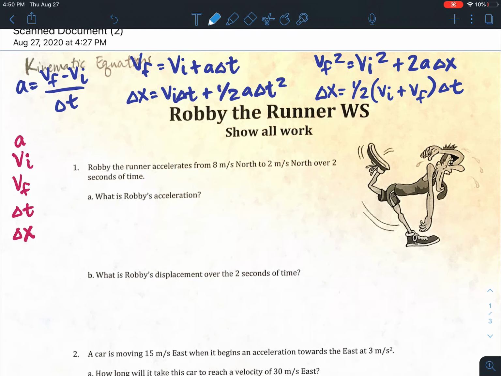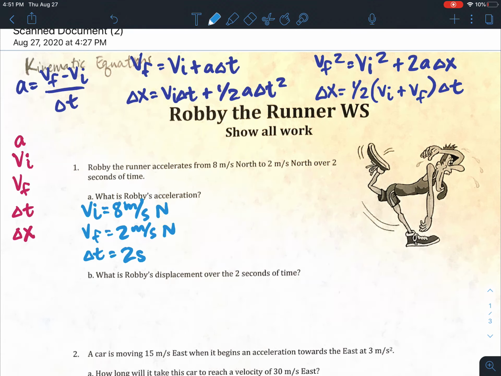In this type of problem, there will always be 3, so you're looking for 3 numbers in every problem right from the get-go. So in number 1, Robby the Runner accelerates from 8 meters per second north to 2 meters per second north. So they give us an initial velocity of 8 meters per second. They give us a final velocity of 2 meters per second. And then it says that he does this over 2 seconds of time. So delta t equals 2 seconds.